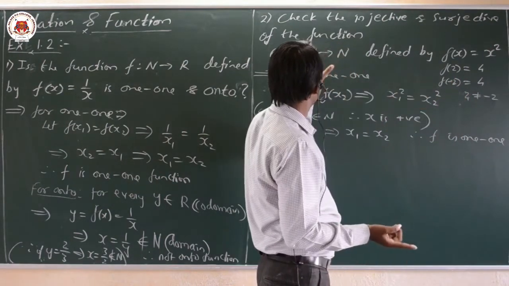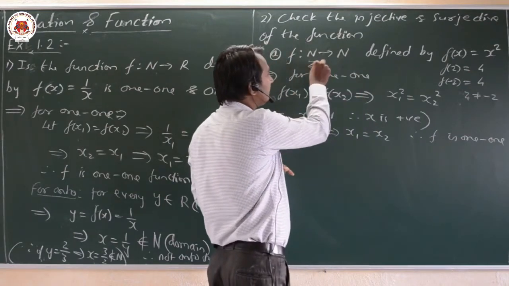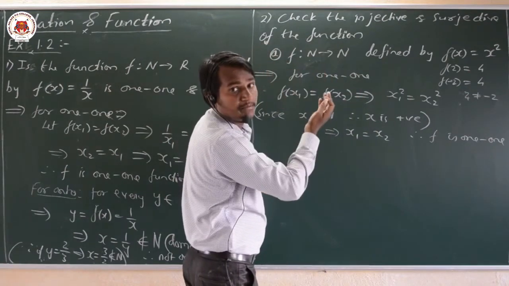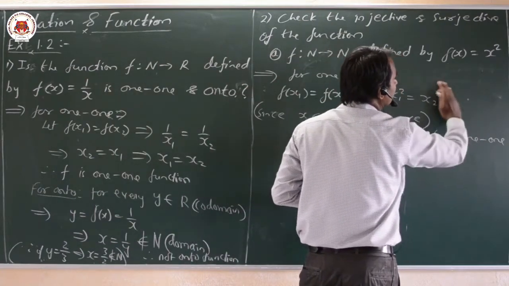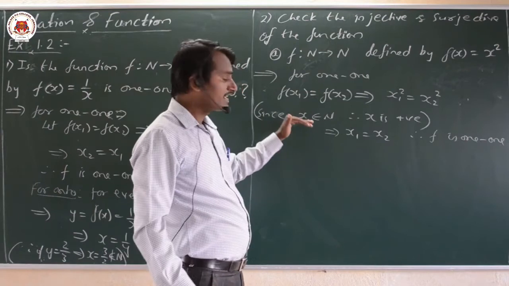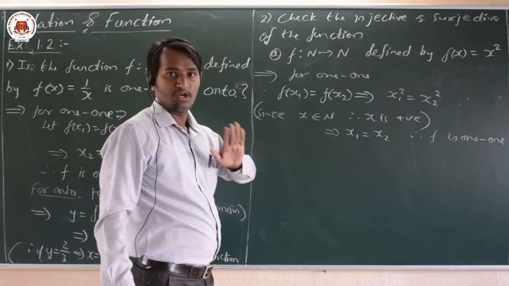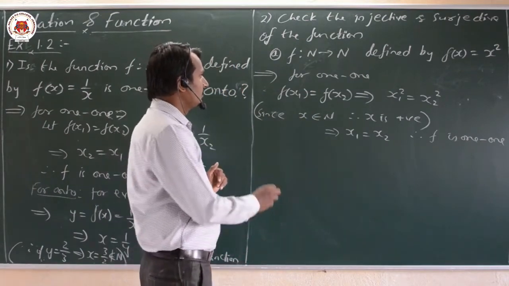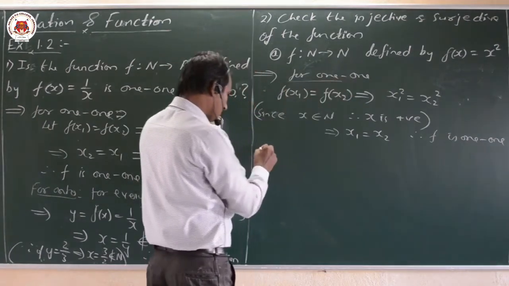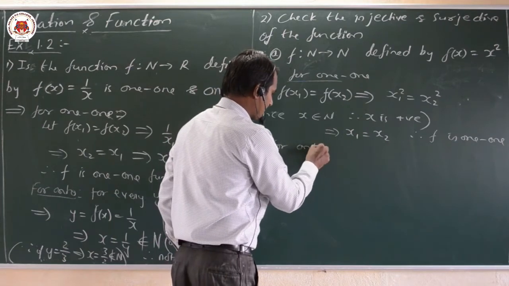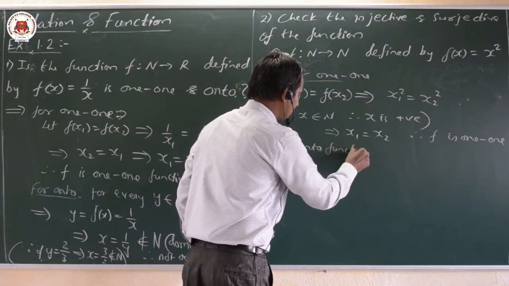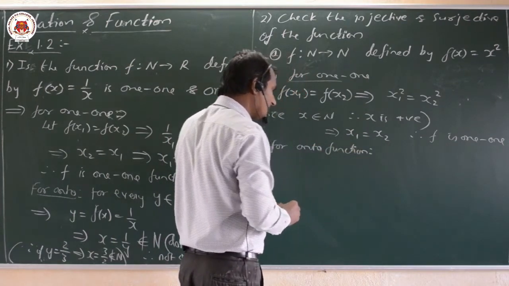If in the place of N you have integers Z, or if you have real numbers, then it is not a 1-1 function. But since it is given that it is a natural number, therefore it is a 1-1 function. Now for onto function, let us observe here.